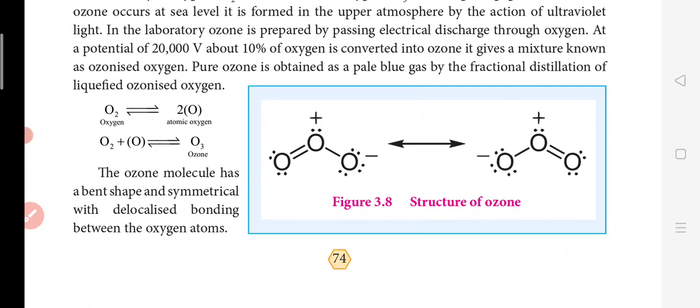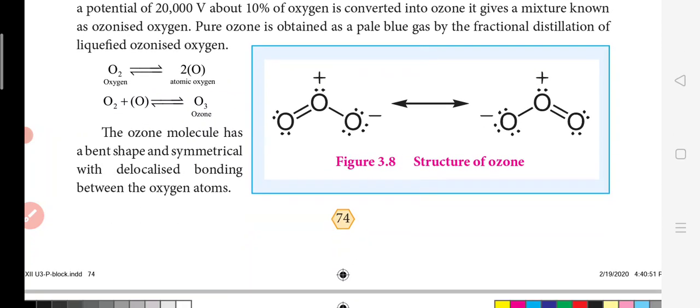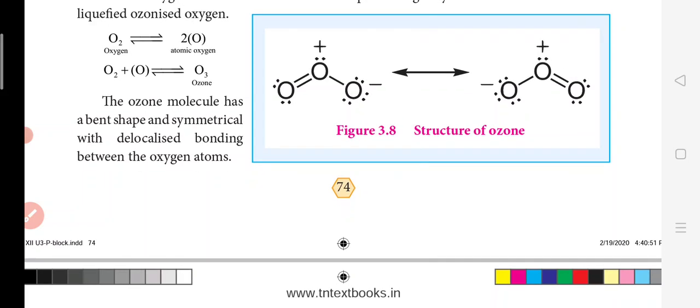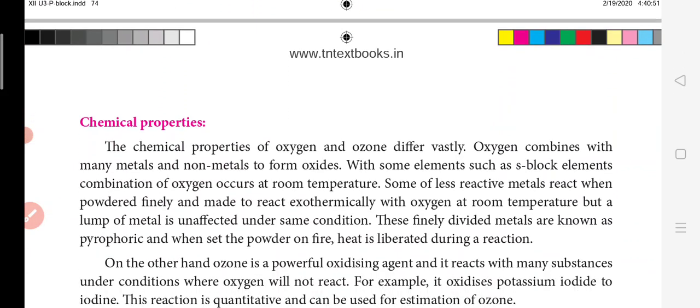And pure ozone is obtained as a pale blue gas by the fractional distillation of liquefied ozonized air, that is oxygen. First, oxygen provides atomic oxygen. That atomic oxygen reacts with another molecule of oxygen to give ozone. Can you see the structure here? Structure could be asked in 2 marks. The ozone molecule has a bent shape and is symmetrical, with delocalized bonding between the oxygen atoms.